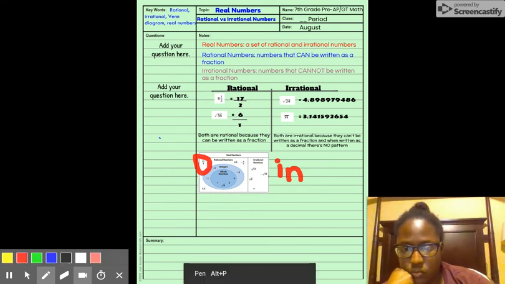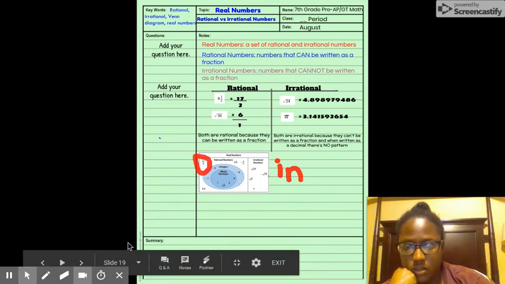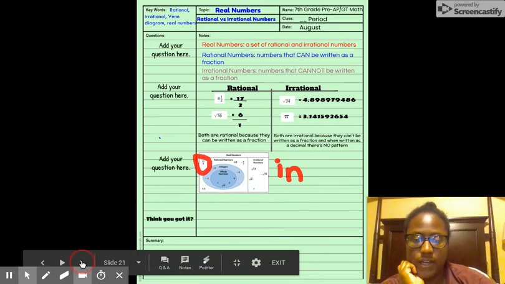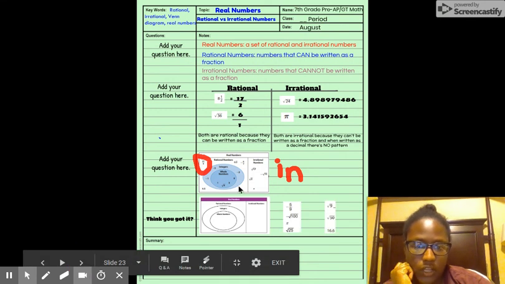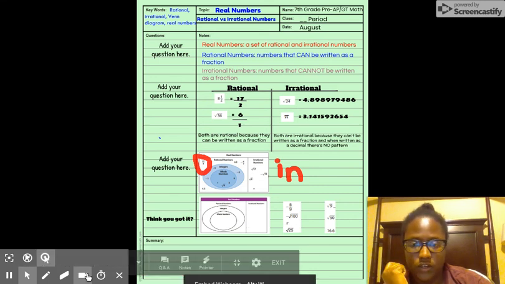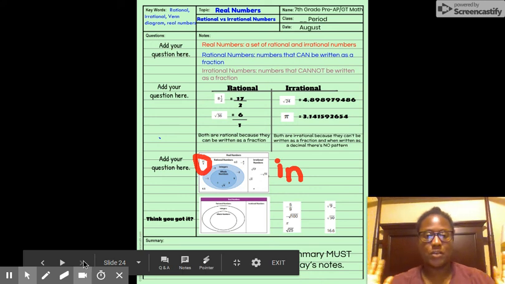All right, so I'm about to run out of time on this, so I'm going to try to hurry up and squeeze this in. Okay, so then go ahead and add your question there. You are going to add those numbers in here. Add those numbers in there. See if you can figure out where they go. And then add your summary.